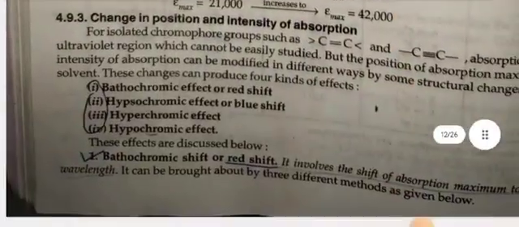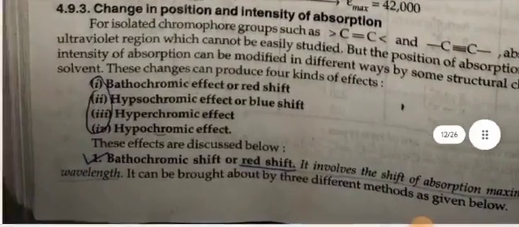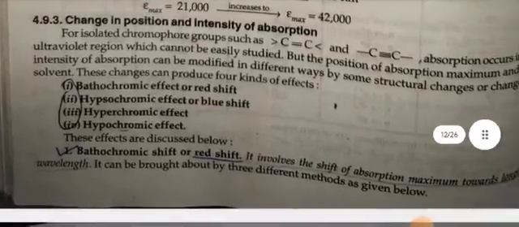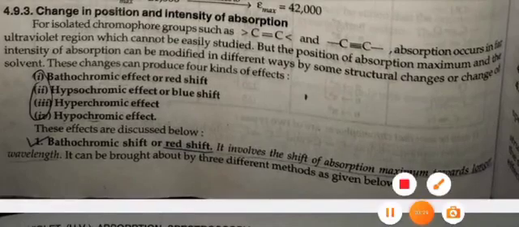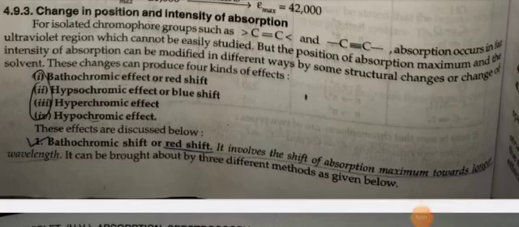Change in position and intensity of absorption. For isolated chromophore groups such as C double bond C and C triple bond C, absorption occurs in the far ultraviolet region, which can't be easily studied. But the position of absorption maximum and the intensity of absorption can be modified in different ways by some structural changes or changes of solvent. These changes can produce four kinds of effect. First, bathochromic effect or red shift; second, hypsochromic effect or blue shift; third, hyperchromic effect; fourth, hypochromic effect.